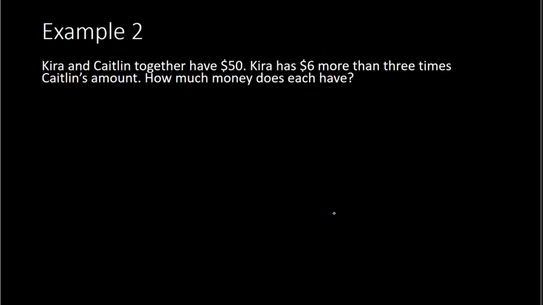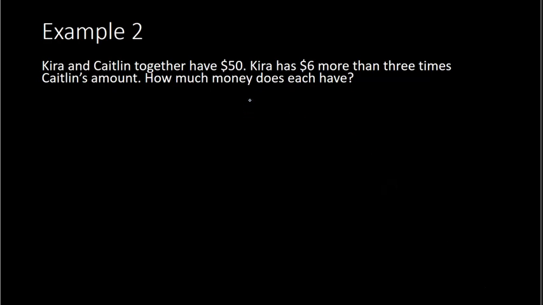Here is another example using a system of equations to solve. We are told that Kira and Caitlin together have $50. Kira has $6 more than 3 times Caitlin's amount. How much money does each have?